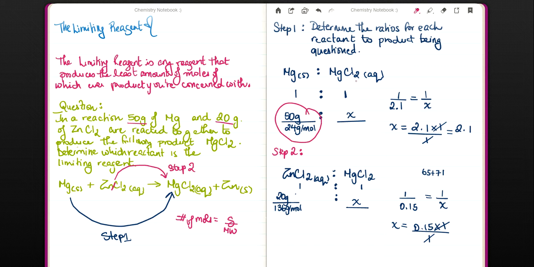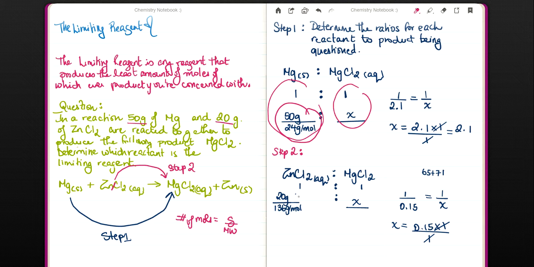So I did the calculations here, 1 divided by 2.1, because 50 divided by 24 gives you 2.1, equals 1 over x, which is basically this and this, just equaling. When we cancel, we get 2.1. So we have 50 grams of magnesium producing 2.1 moles of magnesium chloride.